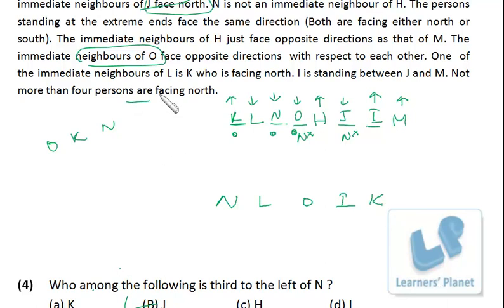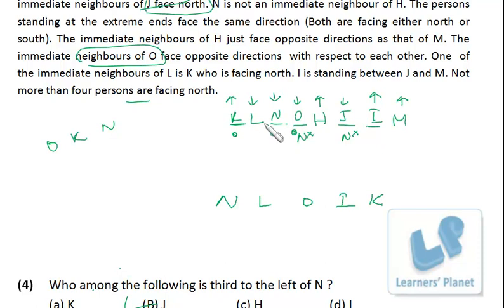So we can see N, K, L, O, all of them are on the left hand side of H and I is on the right hand side of H. In case we consider direction, K, N, L and I all have the same direction, but K, L, N, O... okay, so 2 persons are having the same direction. So on the basis of direction, we cannot find the answer.